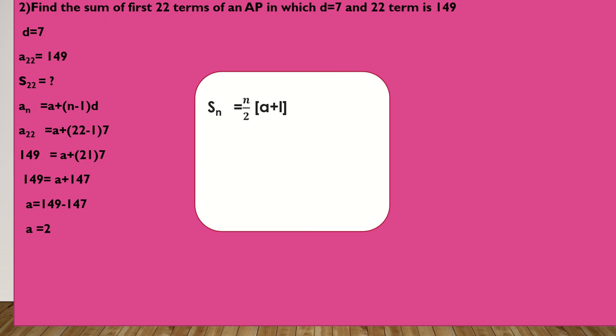We can write the Sn formula directly, otherwise you can write Sn equal n by 2 into 2a plus n minus 1 into d. Now I am taking the direct formula. Sn equal n by 2 into a plus l, where l means the last term. Sn equal 22 by 2 into 2 plus 149. The last term, the 22nd term, is 149. That is 11 into 151. So the sum of the 22 terms is 1661. Let us solve one more problem.